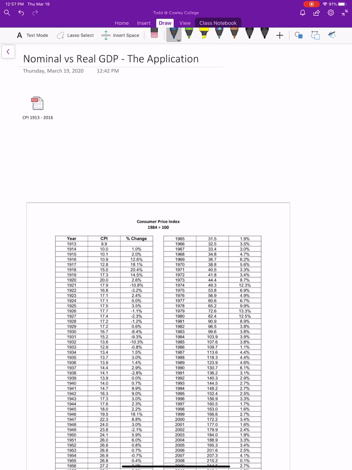Right, so now we are ready to go in and do the application and turn nominal gross domestic product into real gross domestic product.